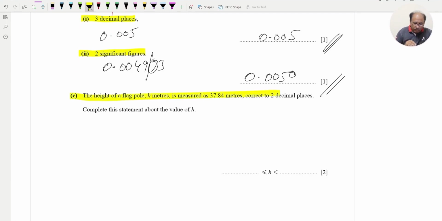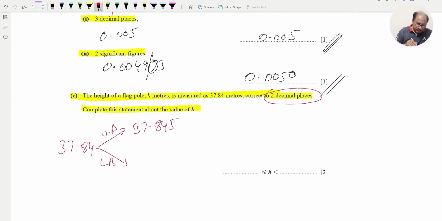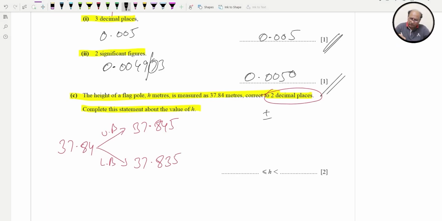Now part C. The height of a flagpole, h meters, is measured as 37.84 meters, correct to 2 decimal places. Complete this statement about the value of h, and we can write the upper bound and lower bound. The upper bound will be 37.845 and the lower bound 37.835, since we are going to the third decimal place. So we can add and subtract 0.005, and the lower bound we will be mentioning over here.